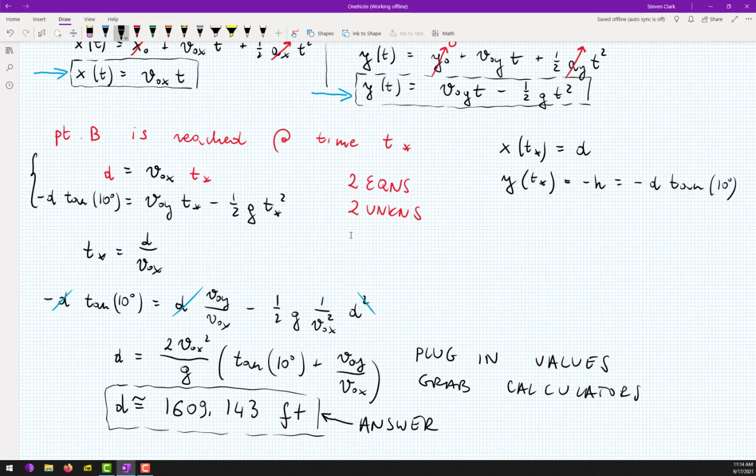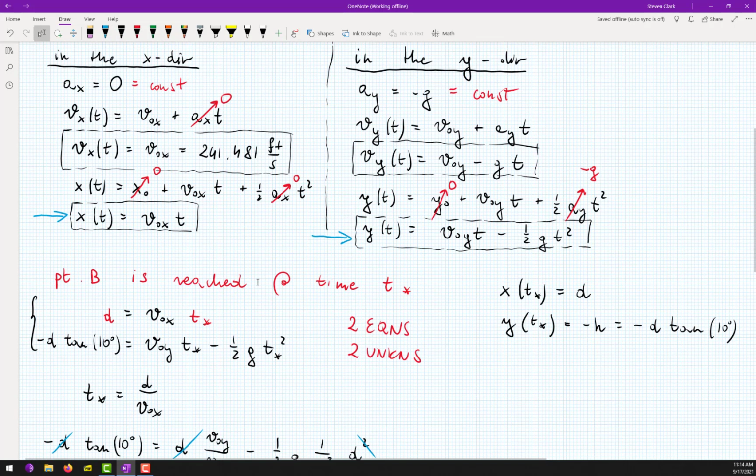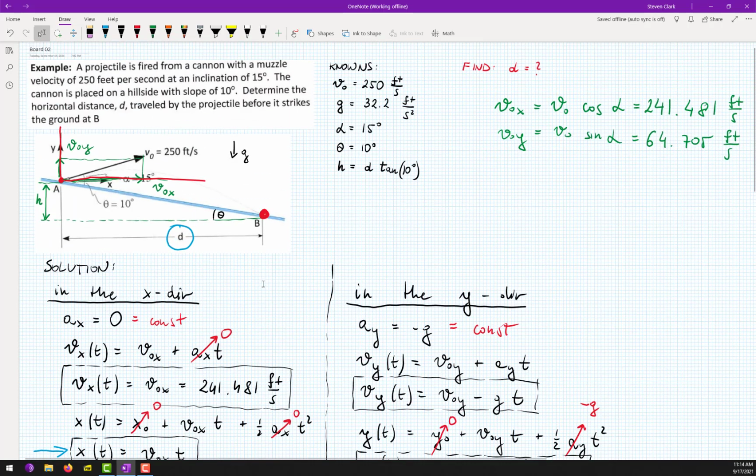In my previous discussion, one person asked, how do I know that y0 is 0? Maybe in case some of you are wondering, it's because we start from 0, 0. So x0 is 0 and y0 is 0.